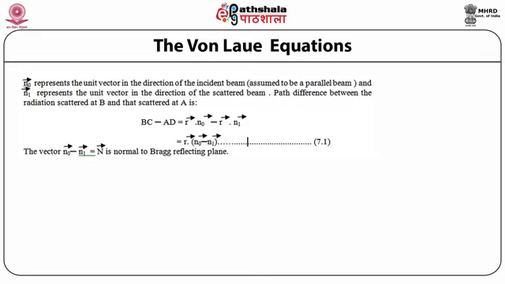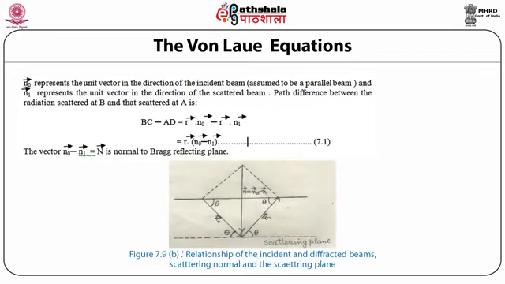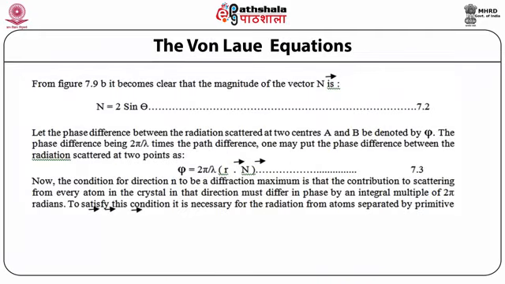The vector N0 minus N1, equal to N, is normal to the Bragg reflecting plane. Figure 7.9b shows the relationship of the incident and diffracted beams, the scattering normal and the scattering plane. From figure 7.9b, it becomes clear that the magnitude of the vector N is equal to twice sine theta. We shall call it equation 7.2.